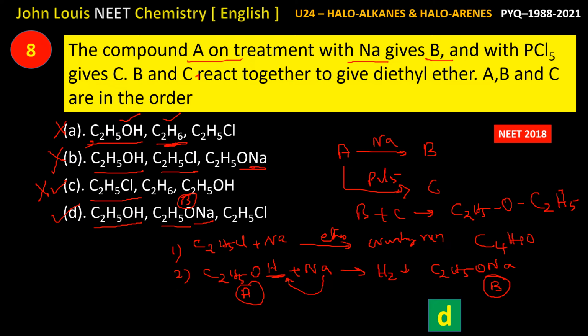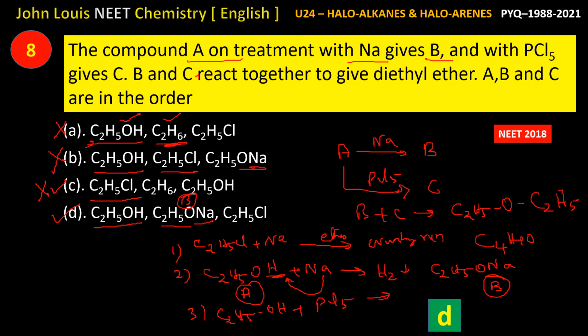But still, we will try to complete this question by looking at the other compound. In order to find the correct answer, we can stop here and choose the answer D. Option D is the correct one. But here, when A reacts with PCl5, what is A? C2H5OH. When it reacts with PCl5, what is that?